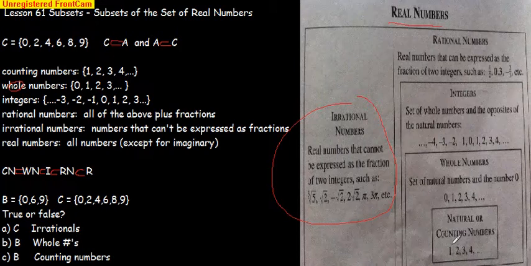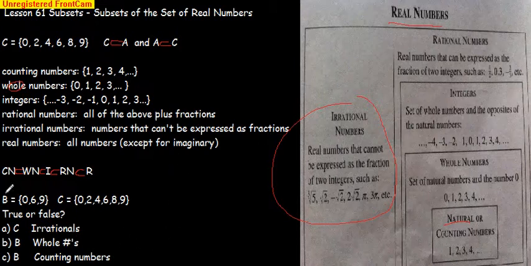Another name for counting numbers, they might call them natural numbers. So we have naturals are inside of whole numbers, which are inside of integers, which are inside of rational numbers. Rational numbers and irrational numbers are inside of the real numbers. So if you need to, rewatch that so that you get these down. This is what your homework's going to look like.